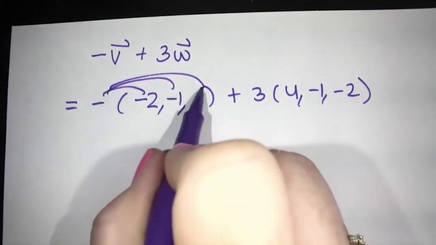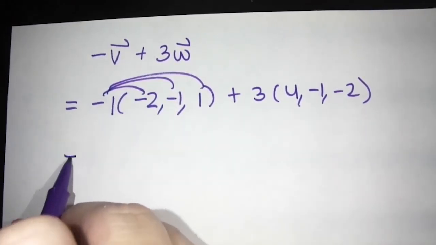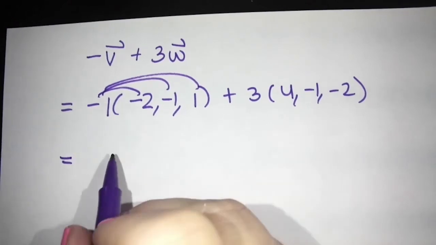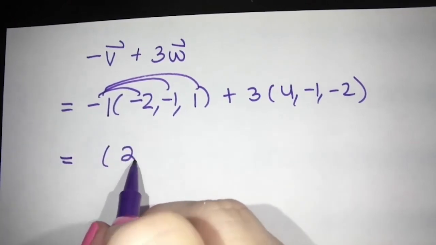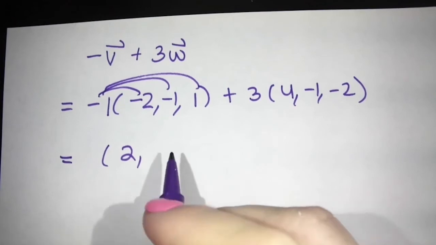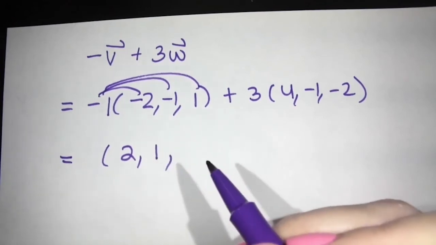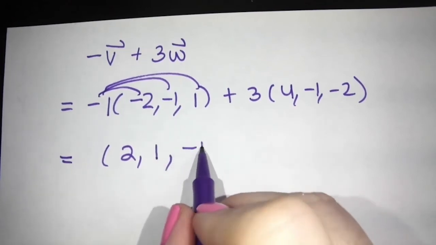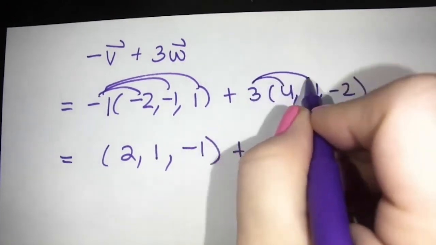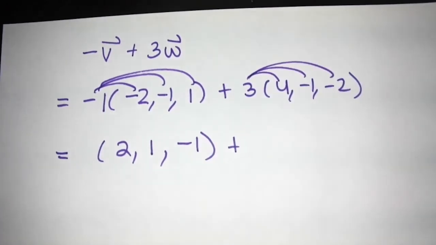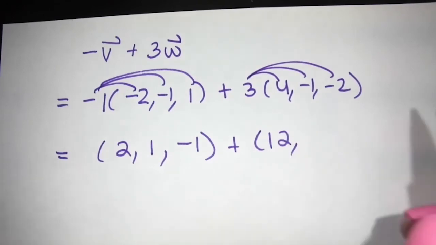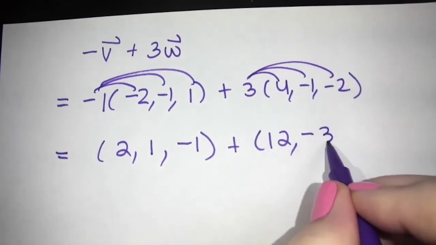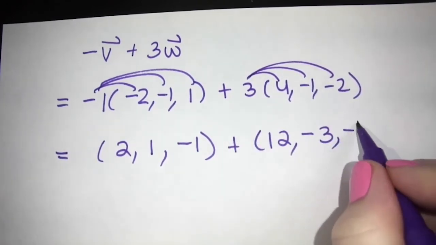So we multiply them, this is like a -1, so we multiply the -1 into that vector. So -1 times -2 is 2. -1 times -1 is +1. And -1 times 1 is -1. And then we multiply the 3 through to each component. 3 times 4 is 12. 3 times -1 is -3. 3 times -2 is -6.